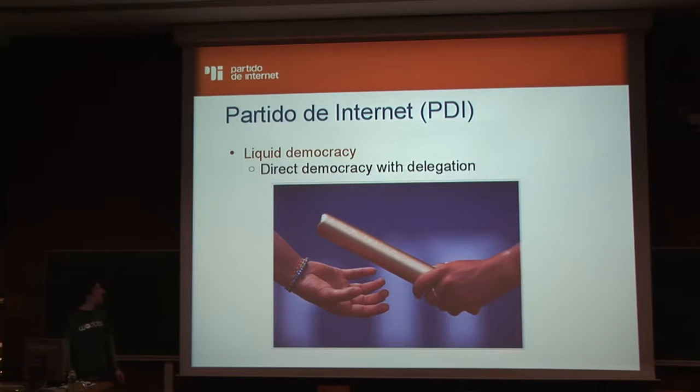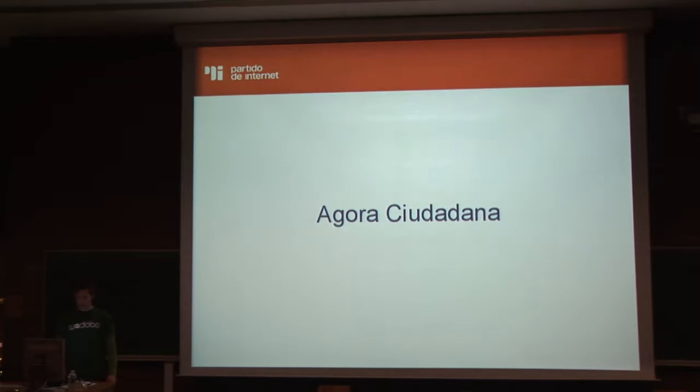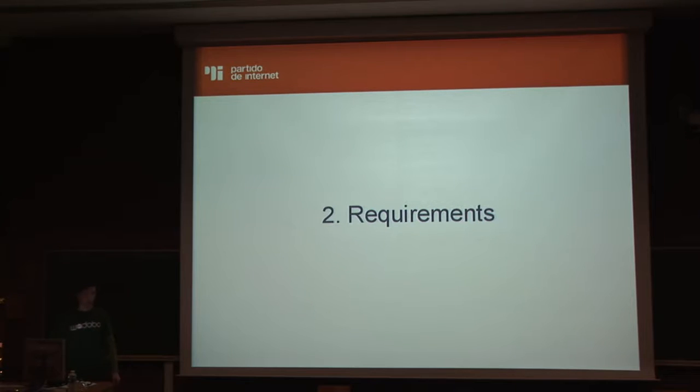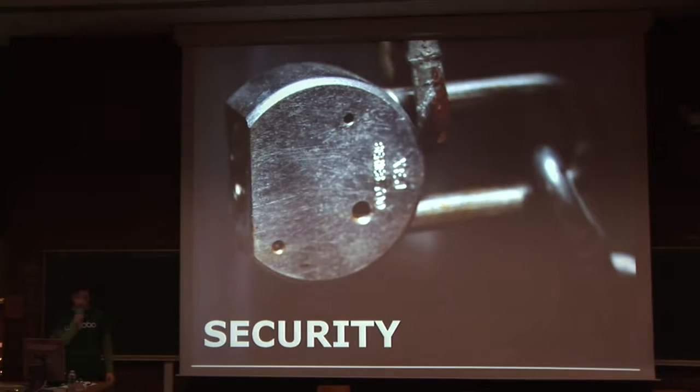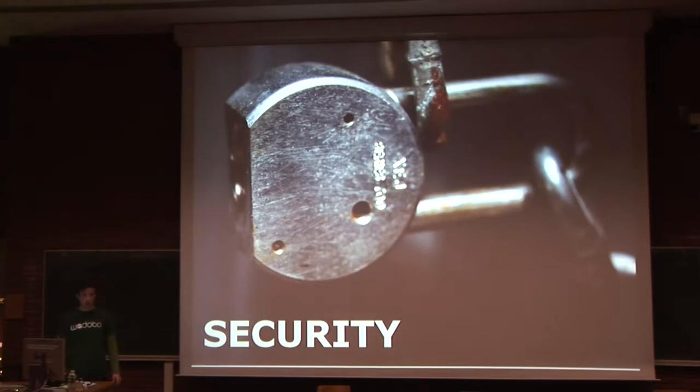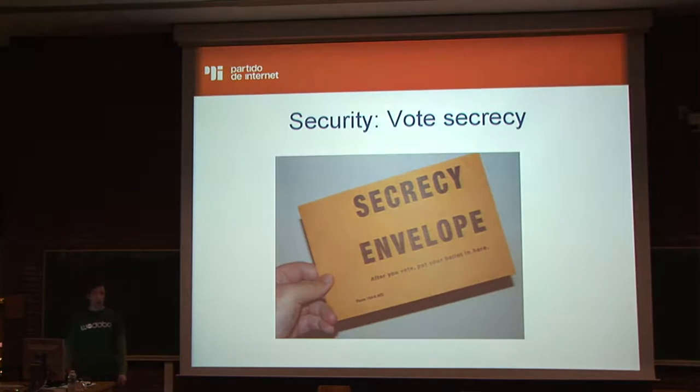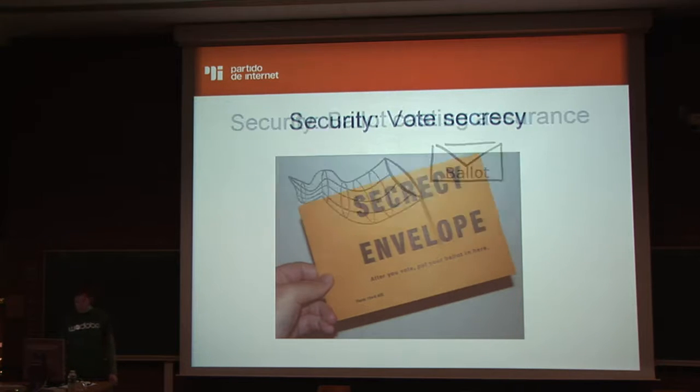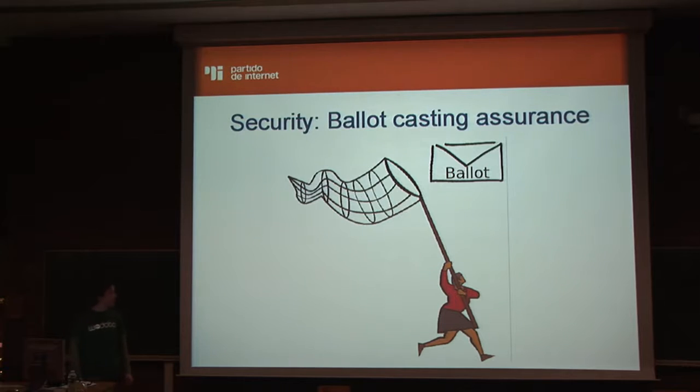Also, the idea behind this is liquid democracy, which is just like direct democracy, but with delegation, because you don't have time to vote on everything that happens in the parliament. So, the Partido Internet created this software, Agora Ciudadana, which of course has some requirements. First one is security. Of course, the voting system needs to be secure. But what does it mean? It means that the vote must be secret.